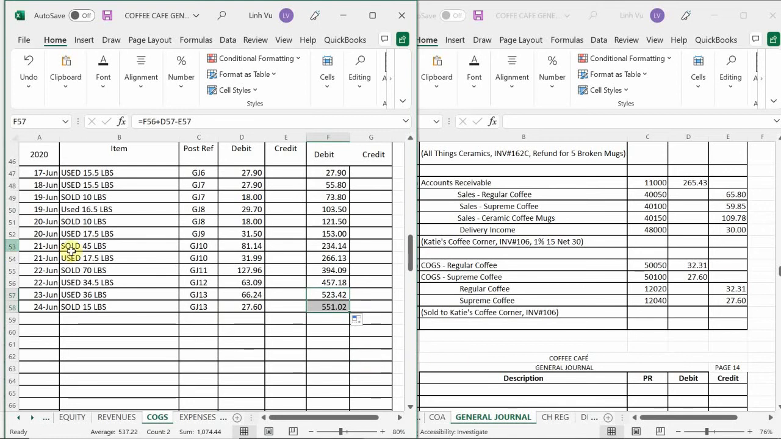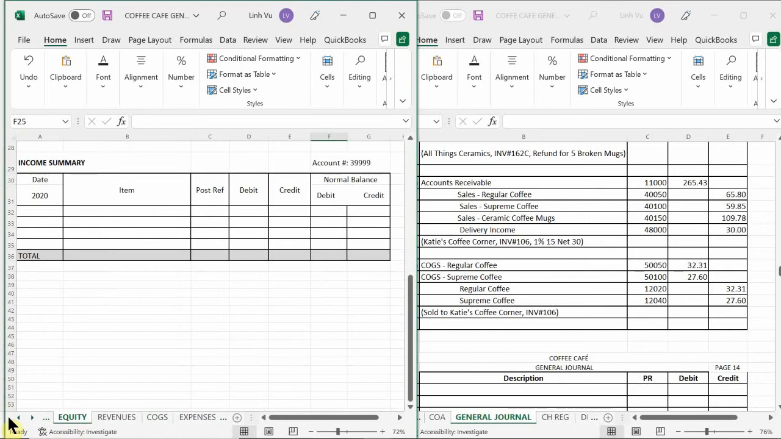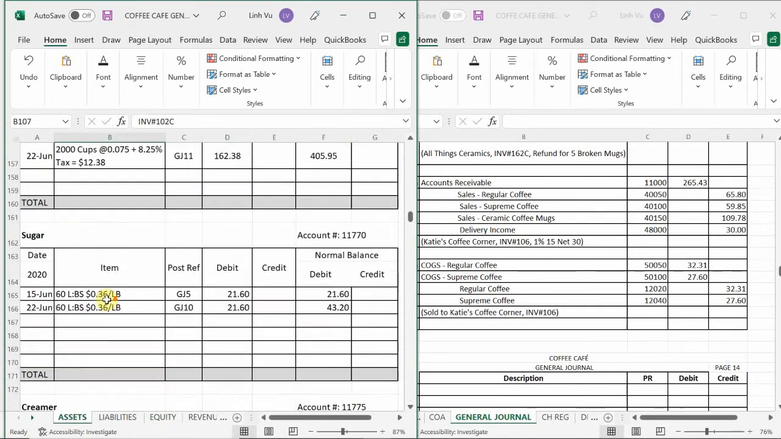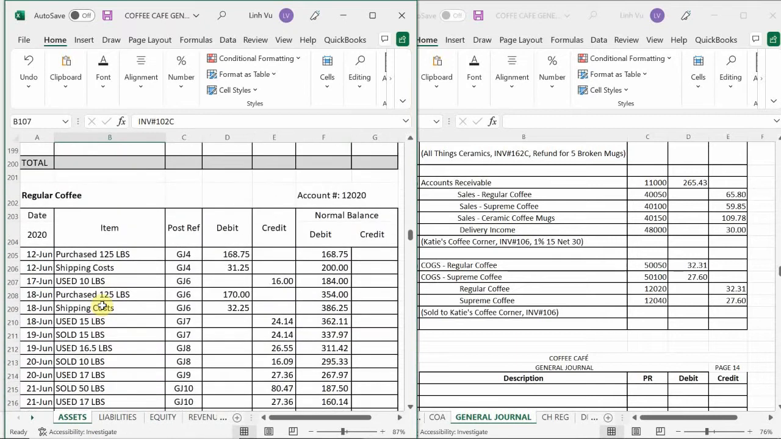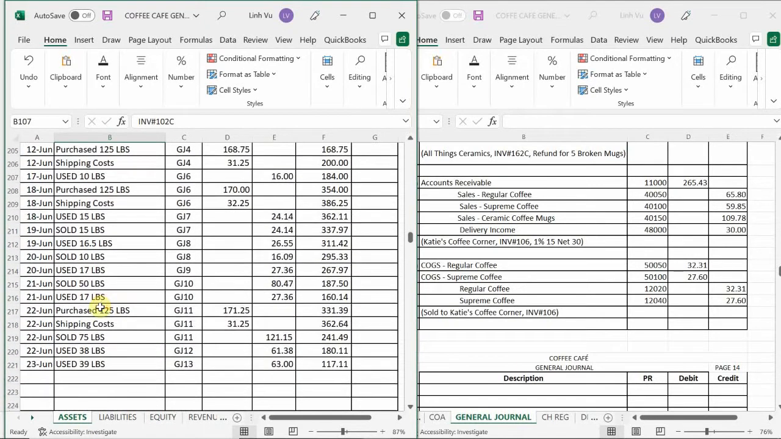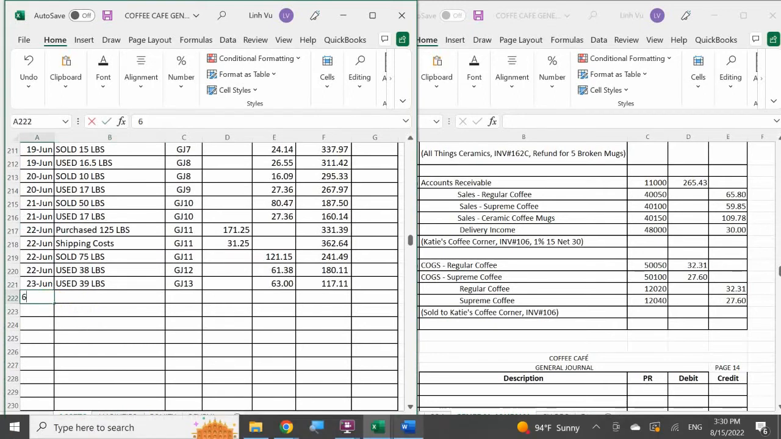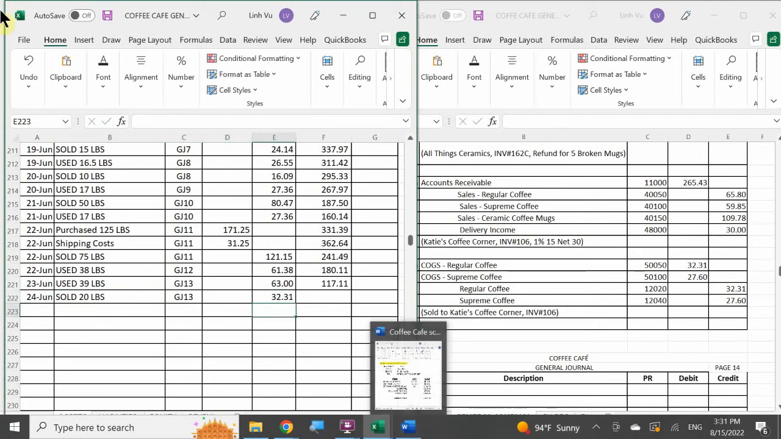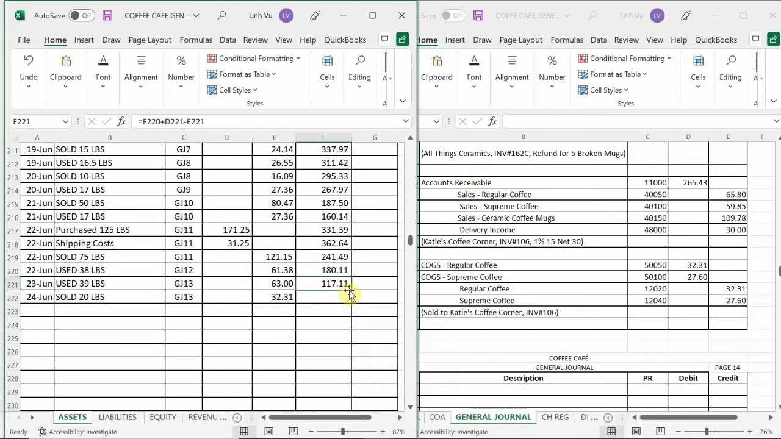$55102. And then go to our assets of regular and Supreme coffee in inventory. Put in the same thing on the 24th. We sold 20 pounds for $32.31. Okay, 84.80.